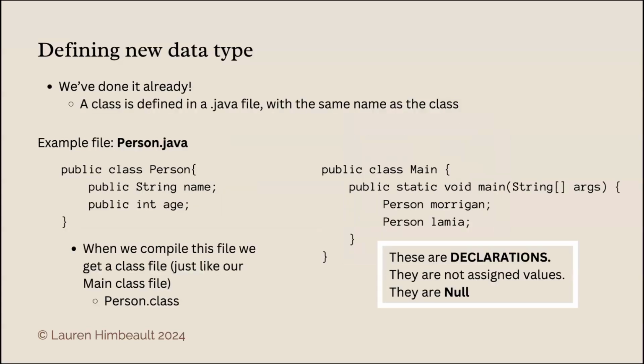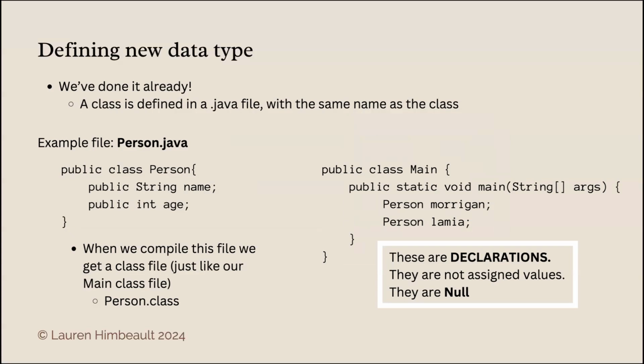Okay, so let's talk about this defining of our new data type. So we have our person.java class. When we compile this class, we'll see what happens. We end up with a person.class file, just like when we made our main class and we compiled our code, we had a main Java file or a main class file, pardon me.